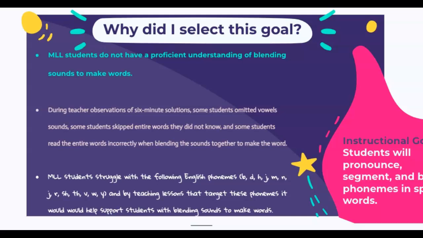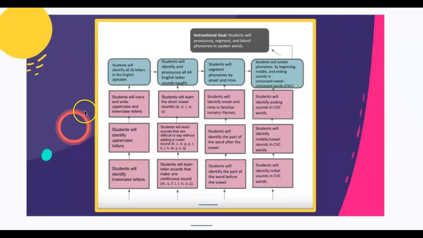And MLL students struggle with the following English phonemes: B, D, H, J, M, N, R, Sh, V, W, and Y. And by teaching lessons that target these phonemes, it would help support students with blending the sounds to make words.